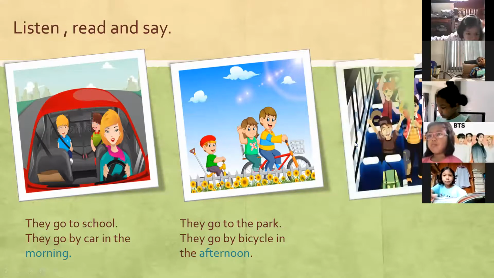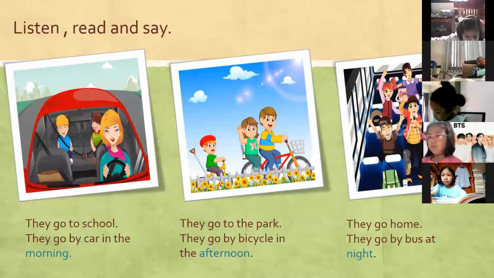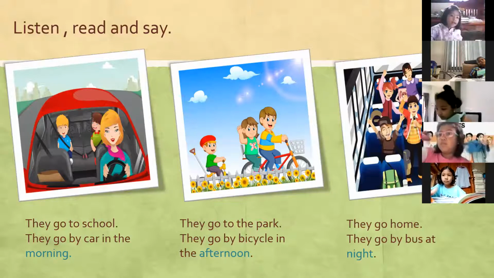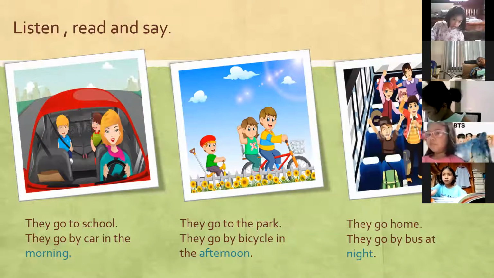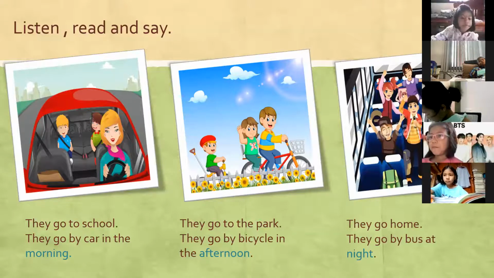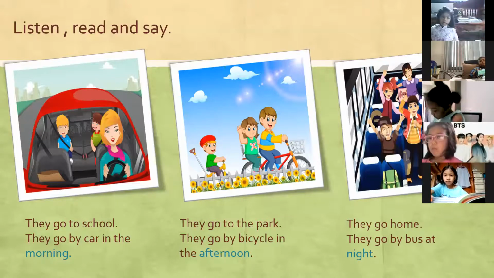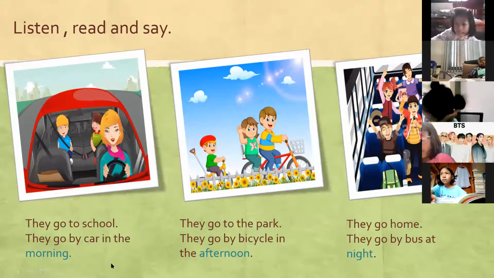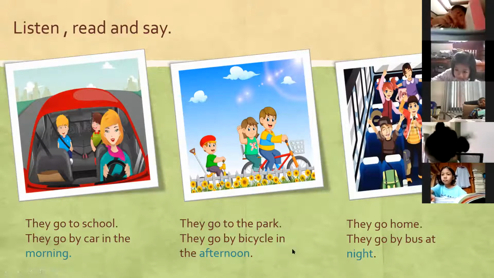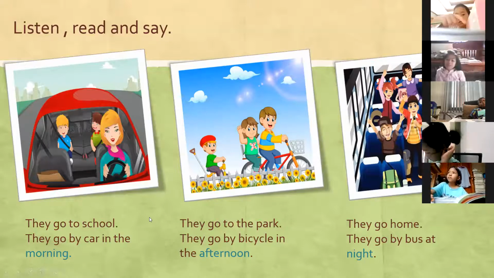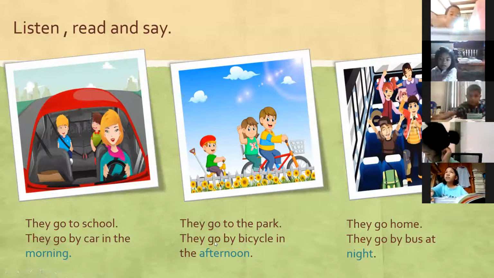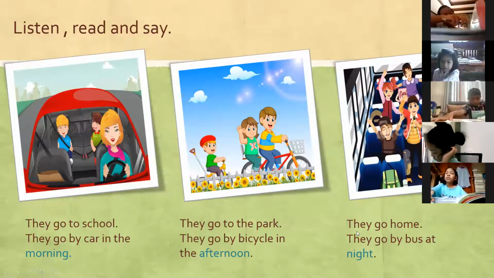We have number three, right? Okay, can you read? At night. Also, they go home. They go by bus at night. So we have in the morning, in the afternoon, and at night, right? So they go to school. They go by car in the morning. They go to the park. They go by bicycle in the afternoon. They go home. They go by bus at night.